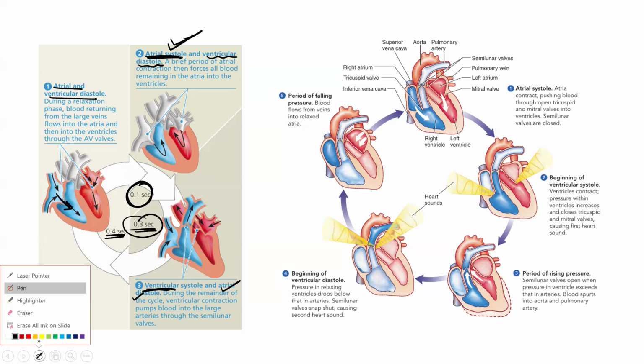Please analyze it carefully. You can find here AV valves are open and blood is coming passively, 70%. Again, contraction will start and 30% blood will be allowed to enter. Is it clear? And then ventricle systole, the semilunar valve will open and the blood is ejected out. Now, in this diagram, try to understand when the valves are closed. Please learn carefully when the valves are closed, that time sound will be there.